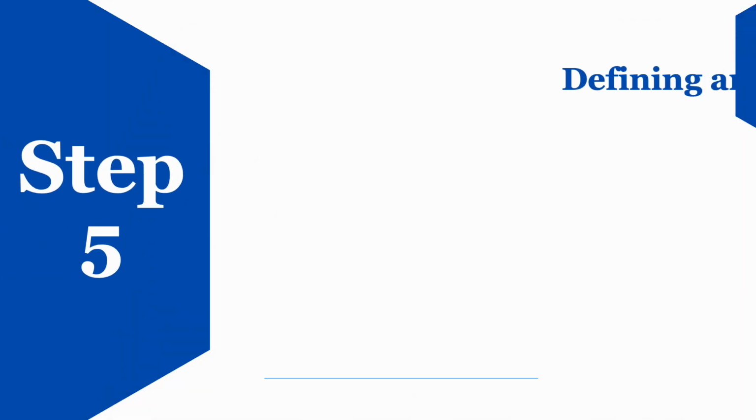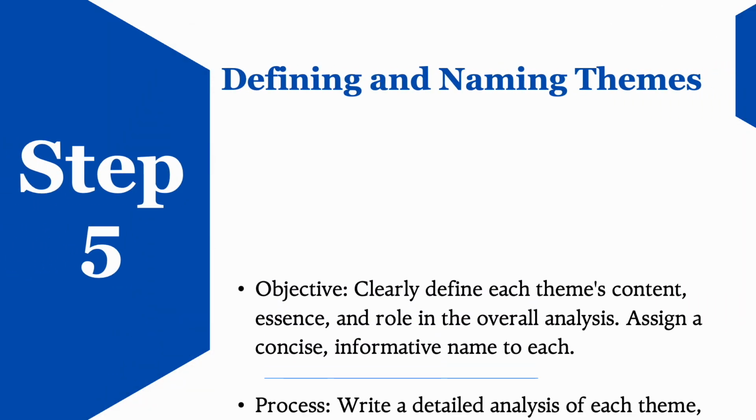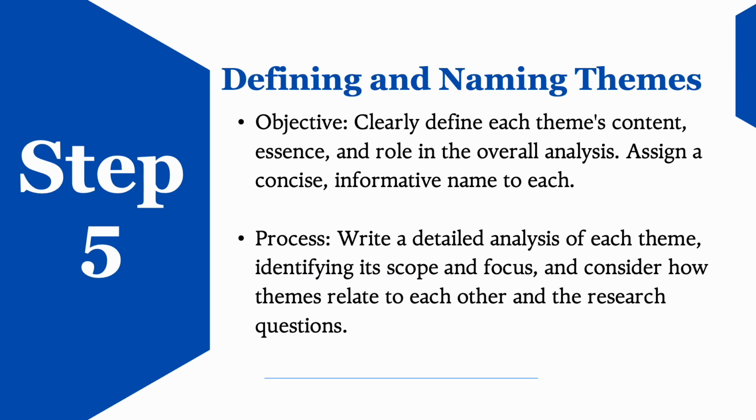Step 5 in thematic analysis is defining and naming themes. The objective here is to clearly define what each theme is about, the essence of what each theme captures, and how it fits into the overall story of the analysis. Assign a concise and informative name to each theme. The process: write a detailed analysis of each theme, identifying its scope and focus.